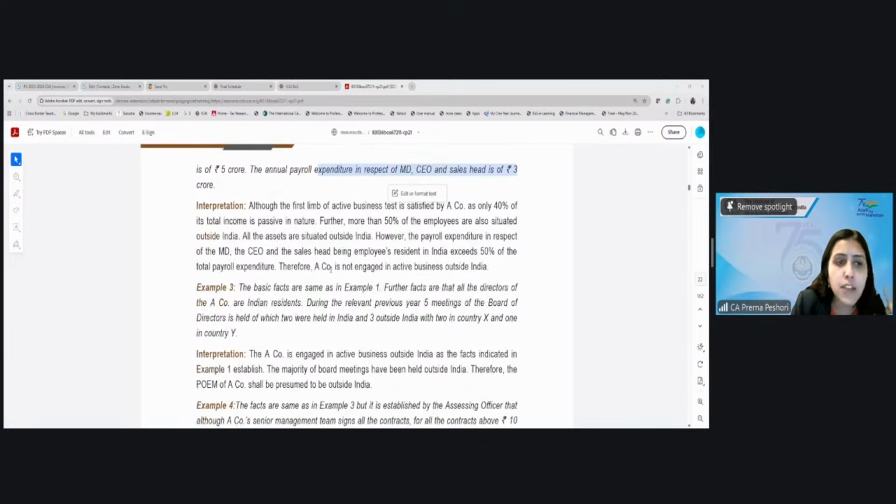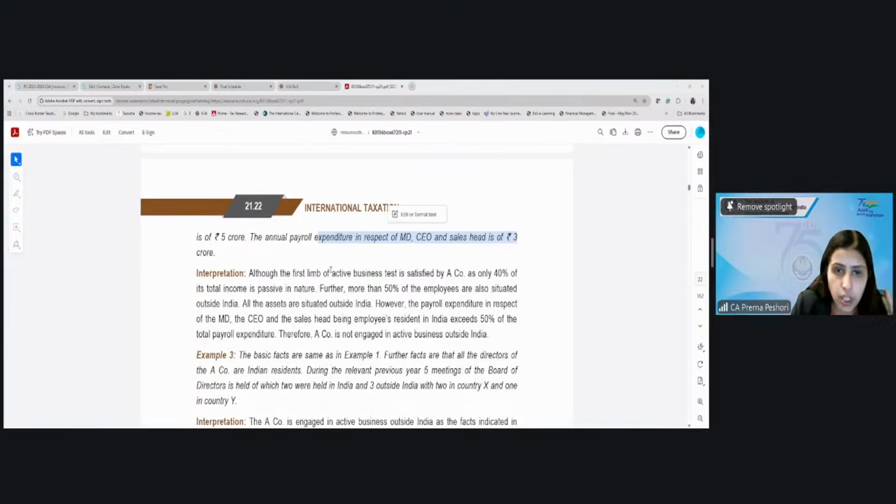Now, third, the basic facts are the same as in example 1. All the directors are Indian resident. During the relevant previous year, 5 meetings of the board are held, of which 2 are held in India and 3 are held outside India, with 2 in country X and 1 in country Y.